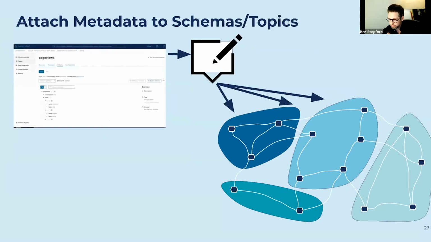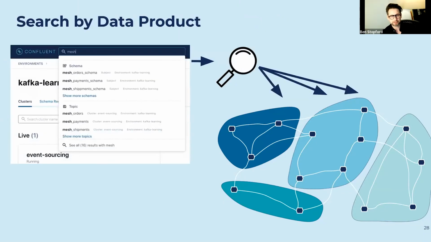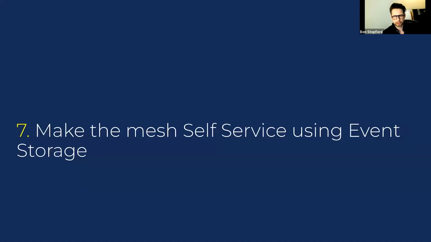Actually, these are both pictures from Confluent, screenshots from Confluent Cloud. You can attach metadata, tag different schemas with any metadata you want. And you can then search by it using a simple search tool. So here we're looking at different schemas inside the mesh, different topics inside the mesh, simply with a Google-like search from a central API. So that's just straight out of Confluent Cloud.